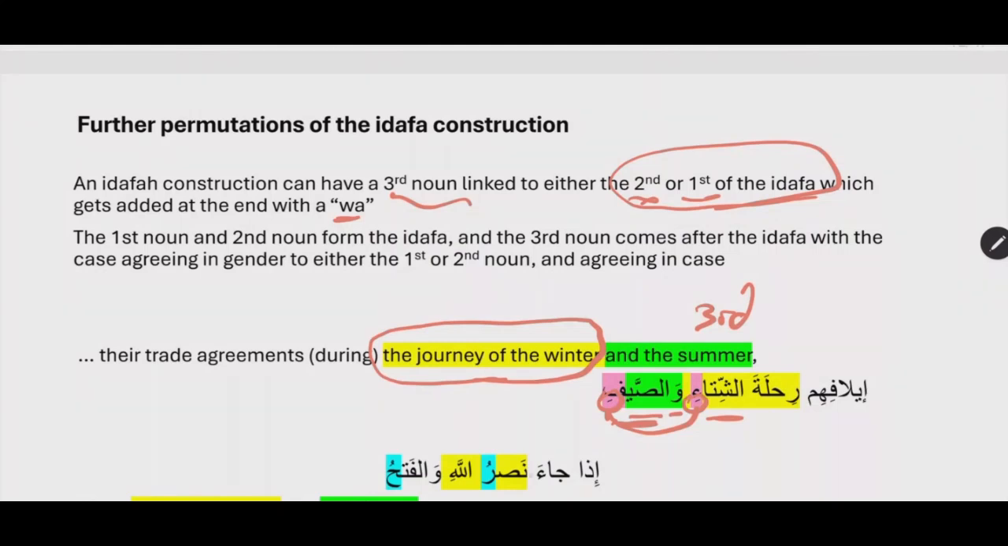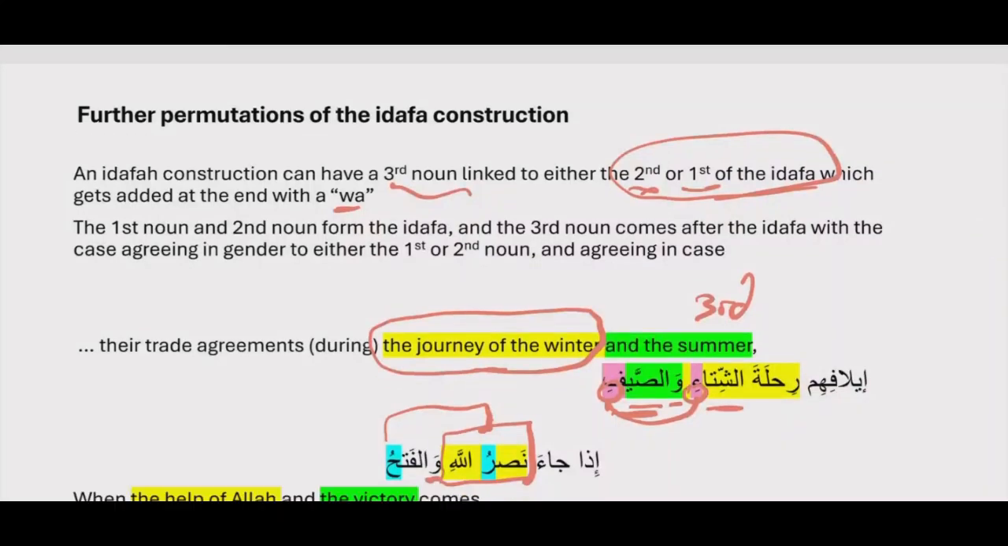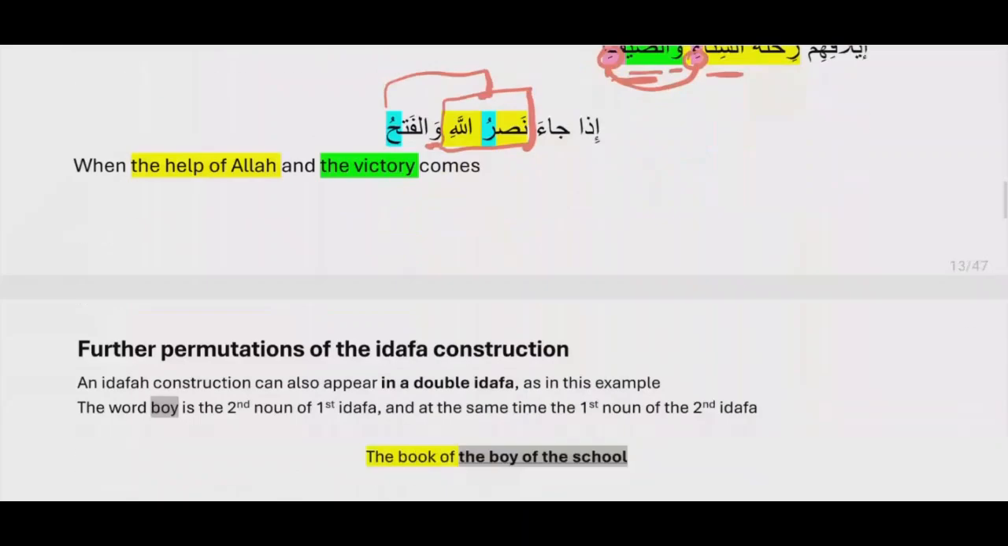In Idha Jaa Nasrullah, a similar principle applies. We have "when the help of Allah", this is the idafa construction, and the victory. So it's two things coming from Allah: first the help and then also the victory. So this is how you say it: Idha Jaa Nasrullah, and you add a word, and then the fath, agreeing in case with that word. So this is also an example of three nouns, where the third refers to either the first or second noun of the idafa.